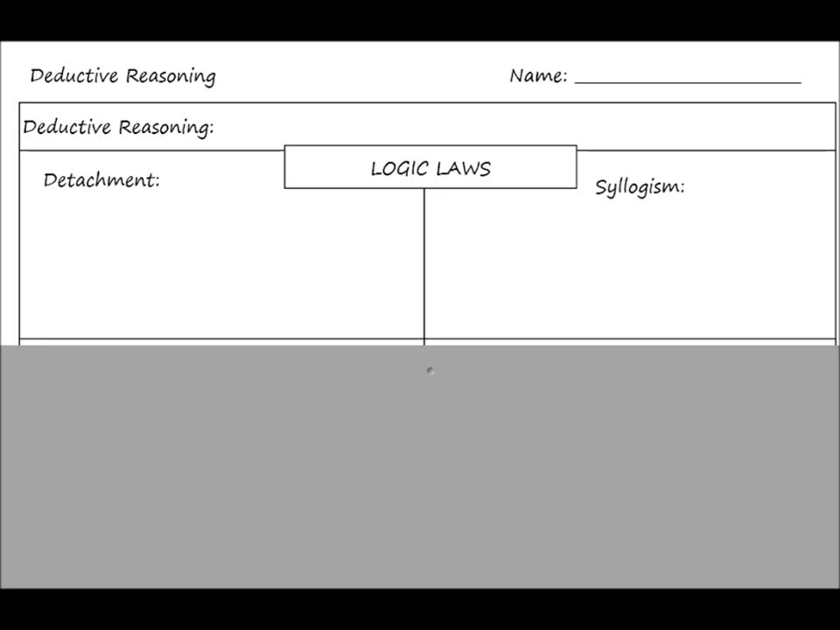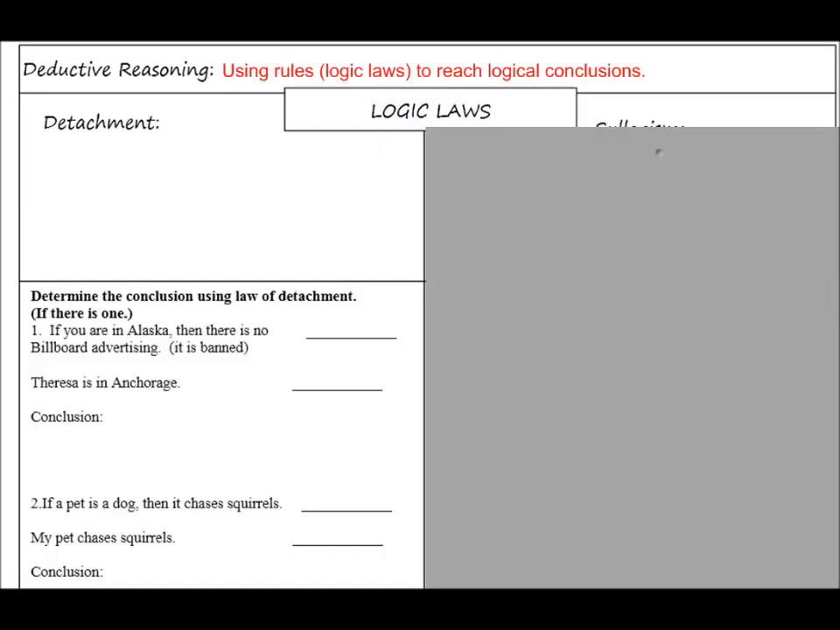Deductive reasoning is when you use facts, rules, or definitions to reach logical conclusions. And the rules that we're going to use are called the Law of Detachment and the Law of Syllogism. The first logic law we're going to focus on is the Law of Detachment.